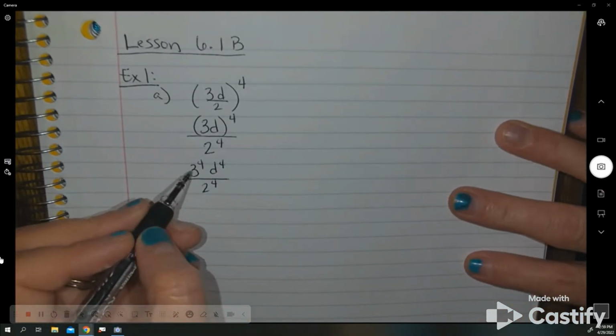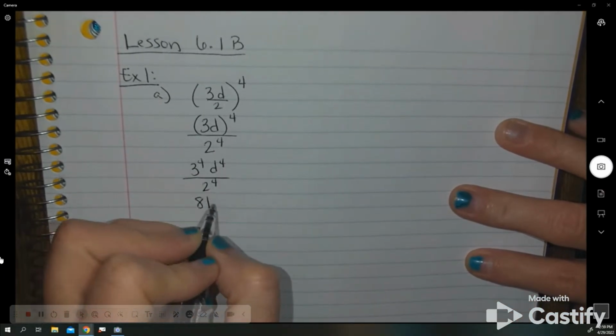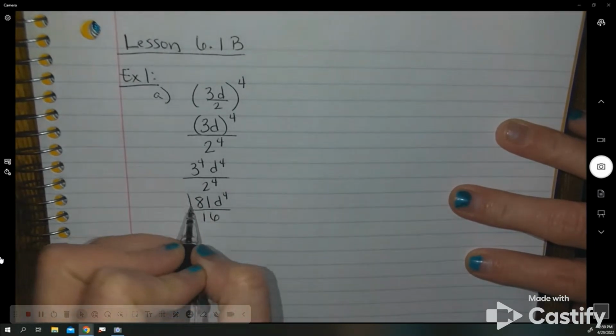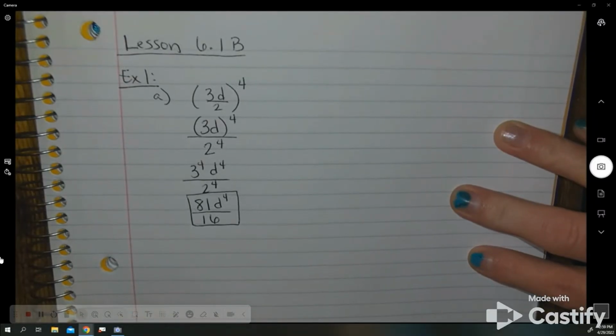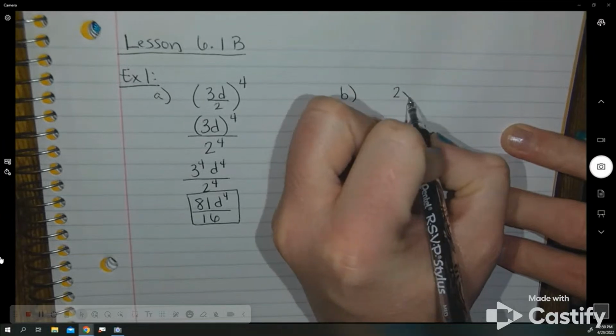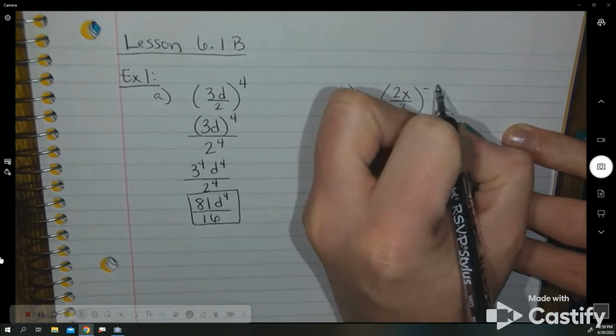So if we're going to simplify this a little bit, 3 to the fourth power is 81, and d to the fourth cannot be simplified, over 2 to the fourth power, which is 16. So our final answer for this one is 81d to the fourth over 16. Now let's take a look and see what it would look like if we had a negative exponent. So let's do 2x over 3 raised to the negative fifth power.